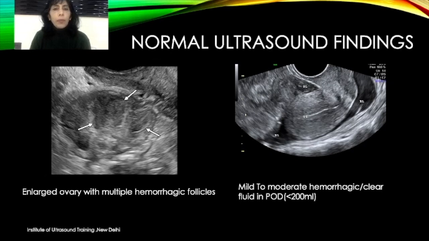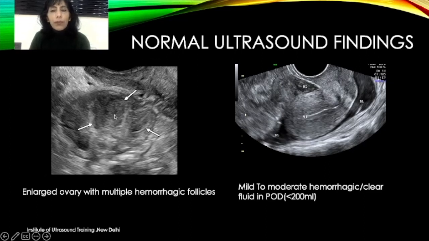Now, what would be the normal ultrasound findings after oocyte retrieval? Very logical. Two findings you would find. One, that the ovary would be enlarged. Otherwise, also the ovary is enlarged because we stimulate the ovary before we do oocyte retrieval. However, once we have retrieved the oocytes, a lot of hemorrhage would occur into the follicles during the procedure. So you may find multiple hemorrhagic follicles within the ovary, and the ovary may look enlarged. This is a normal thing.